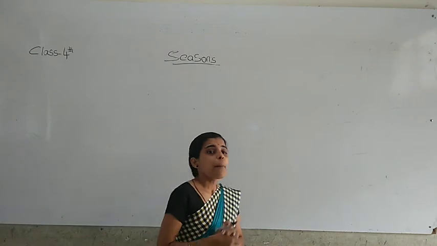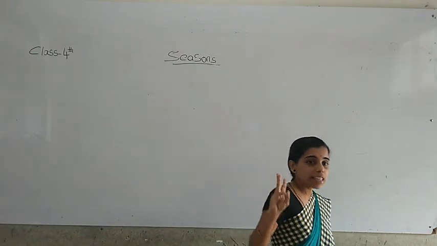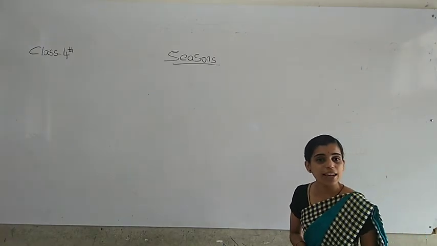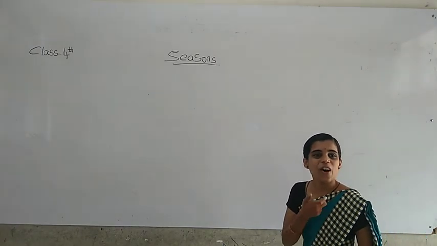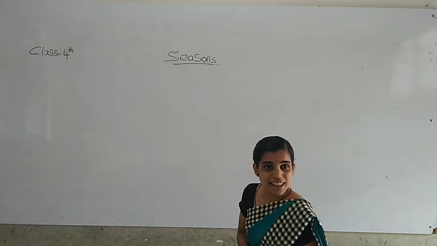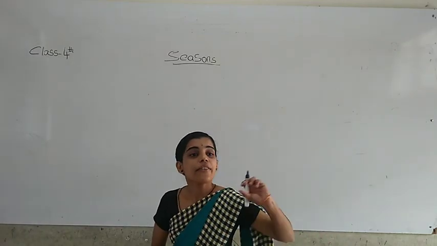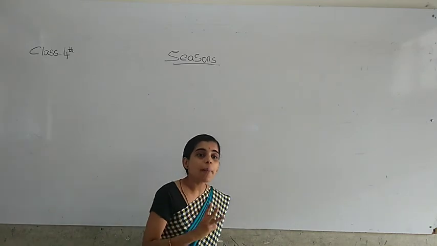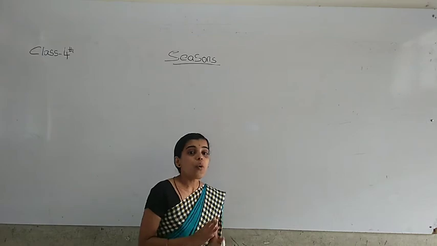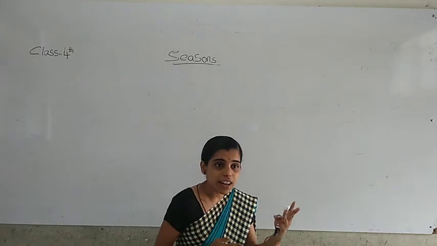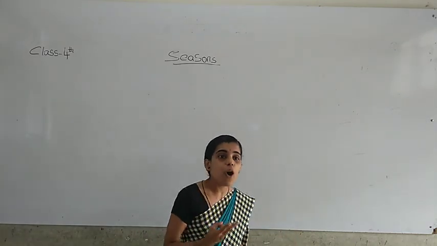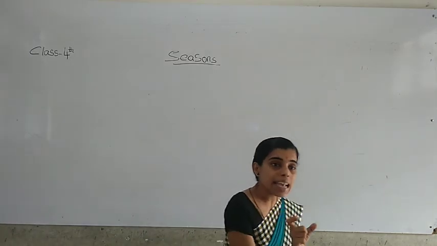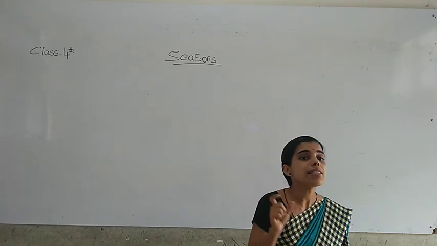There are three main types of seasons. Tell me the three different seasons, my children. Yes, you're right. Summer season, winter season, rainy season. These are the three common seasons. With these three seasons, children, there are two more seasons in a year. They are spring season and autumn season.